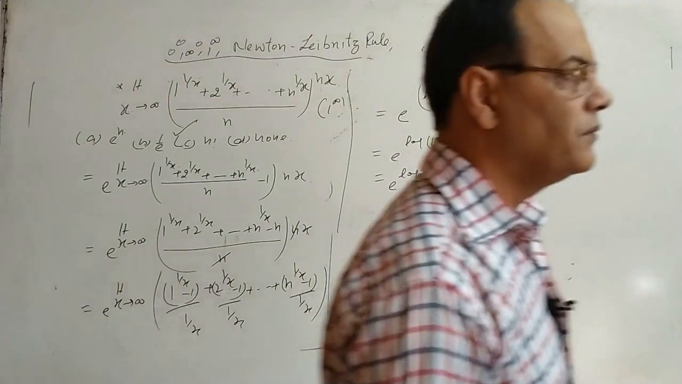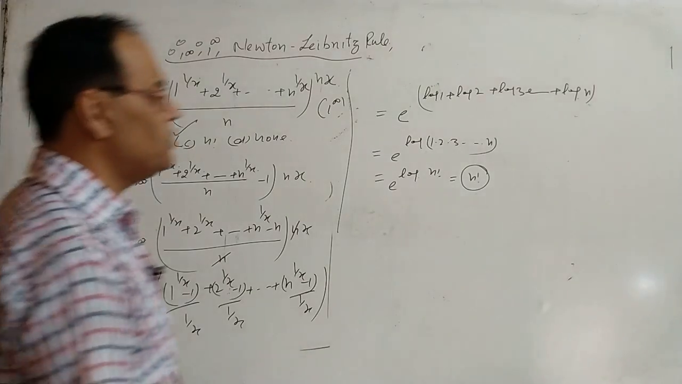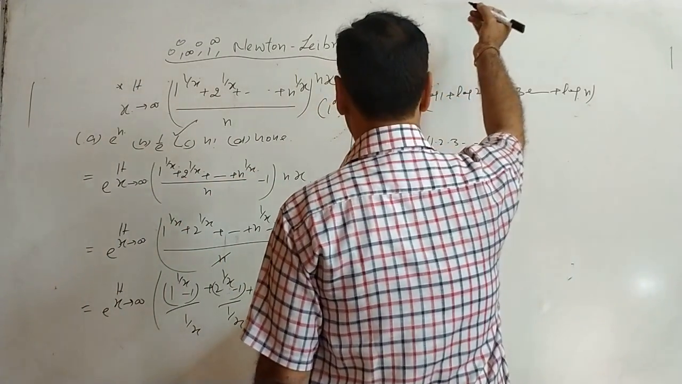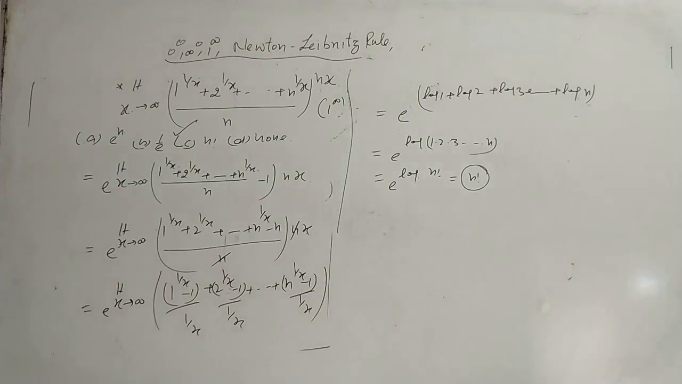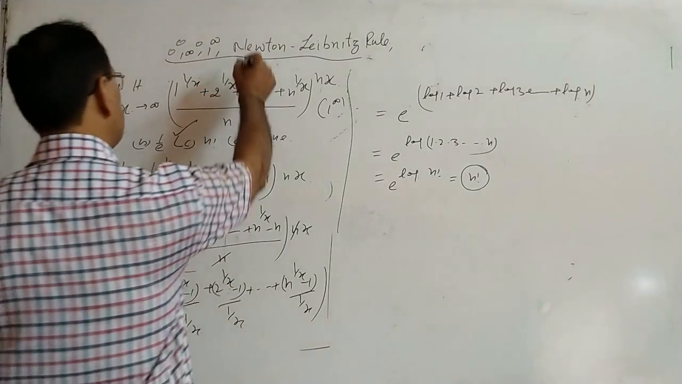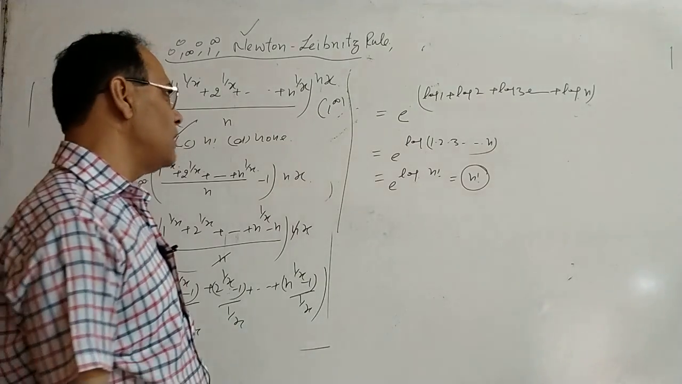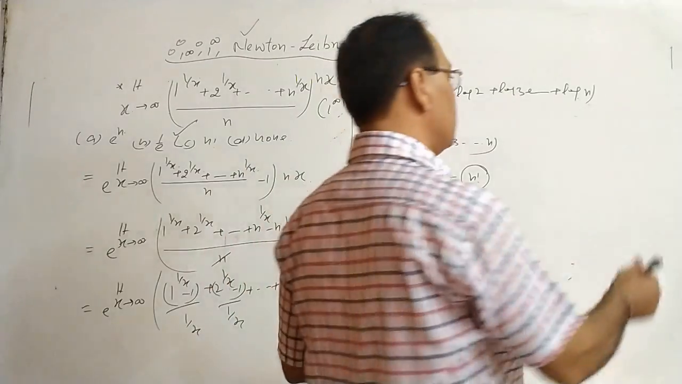So in this way you can take the questions. I have taken the question in the form of like either infinite raised to power 0, 1 raised to power infinite, or 1 plus 0 raised to power infinite. But now I will take some problems on the basis of Newton-Leibniz rule also. So what is the Newton-Leibniz rule? First you must remember this.